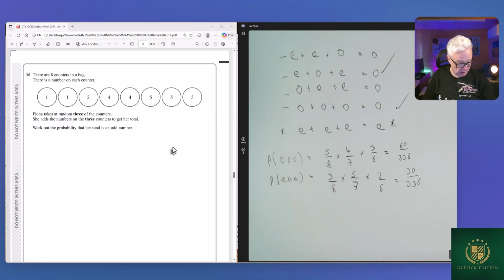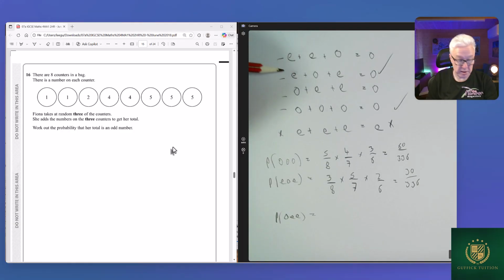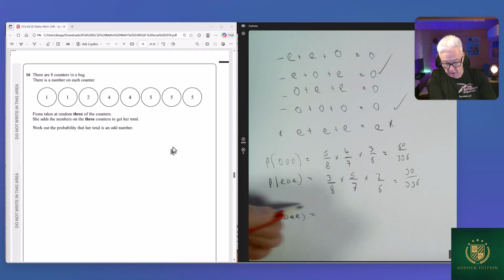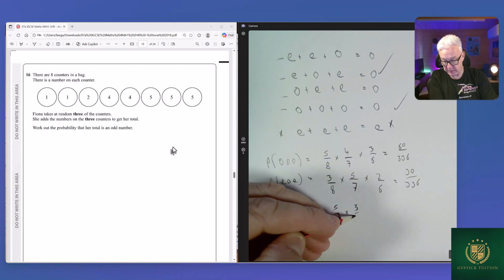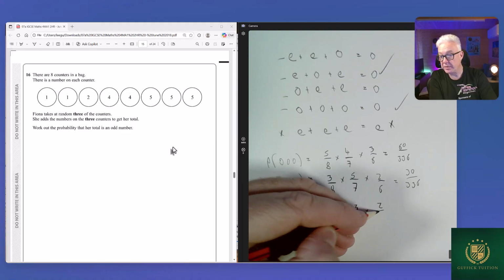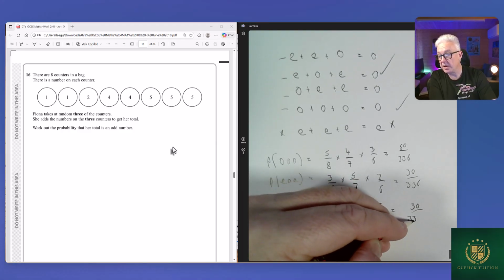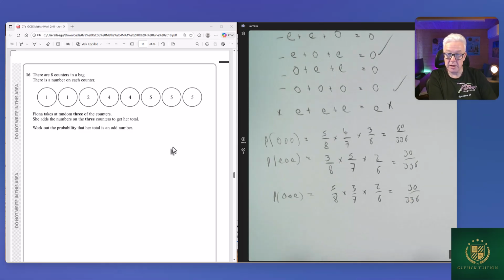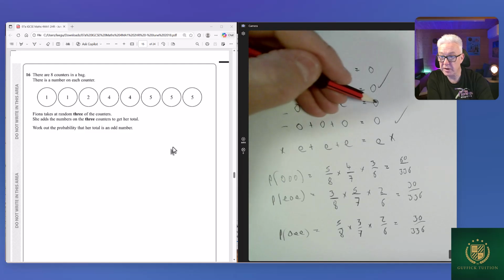Next one, let's do odd, even, even. Odd is 5 over 8, times by even is going to be 3 over 7, and another even would then be 2 over 6. That again is going to be 30 over 336. Right, so we've dealt with odd, even, even, that's that one.